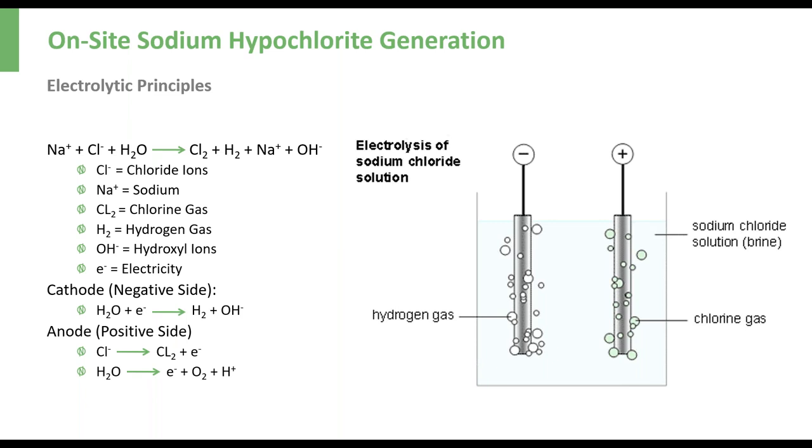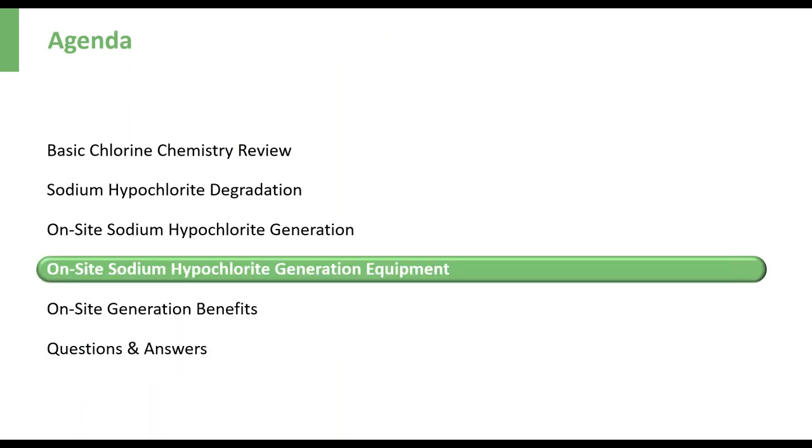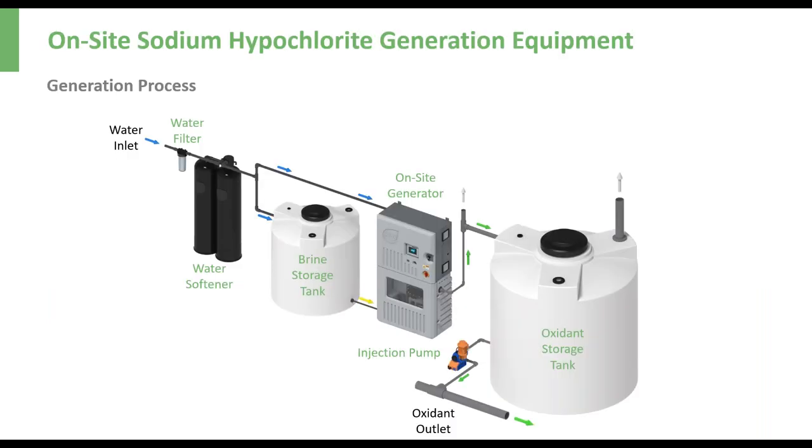And now we're going to talk about the overall process. So let's look at the basics of the process. Here's your typical on-site sodium hypochlorite generation system. This is typical. Most manufacturers have all these basic steps in it, no matter which manufacturer. The first thing we're going to start with is the water inlet, the water that's supplied to the system. And again, a few steps have to happen to make a good quality product.